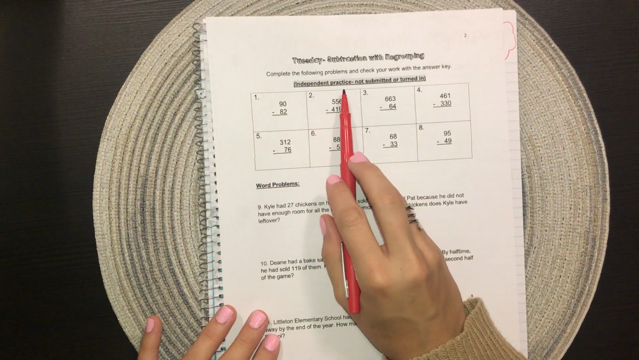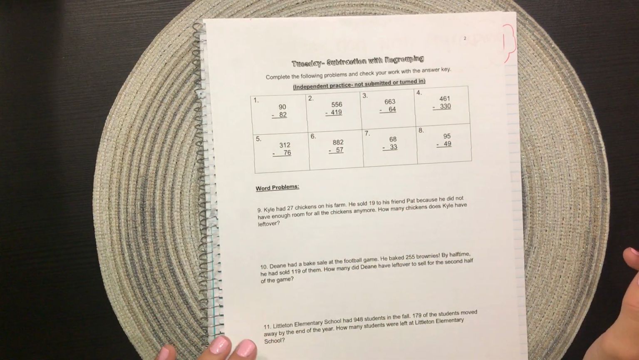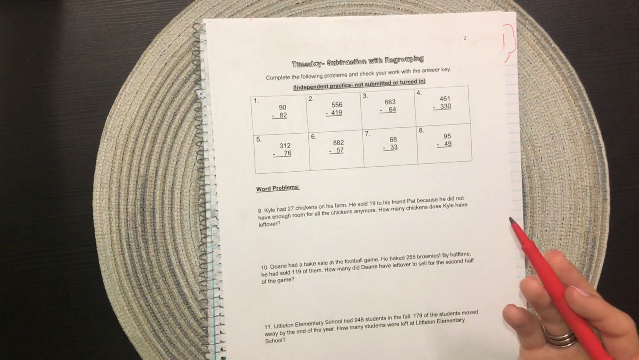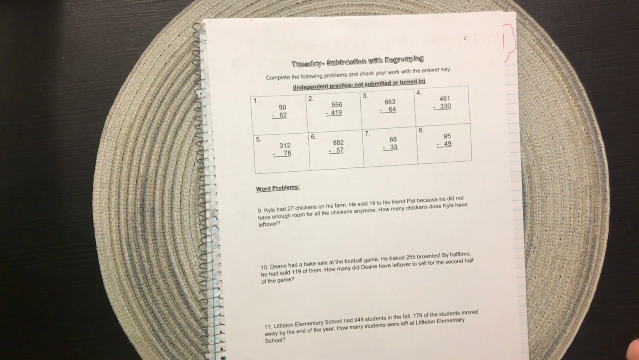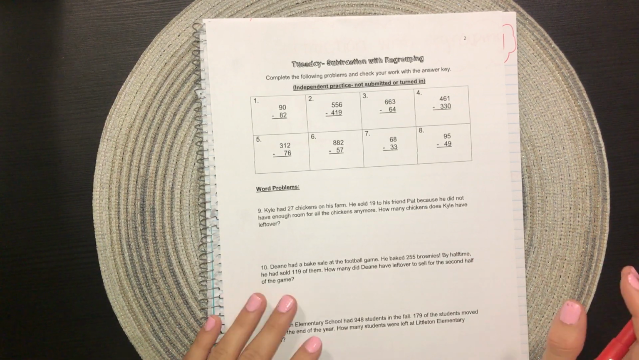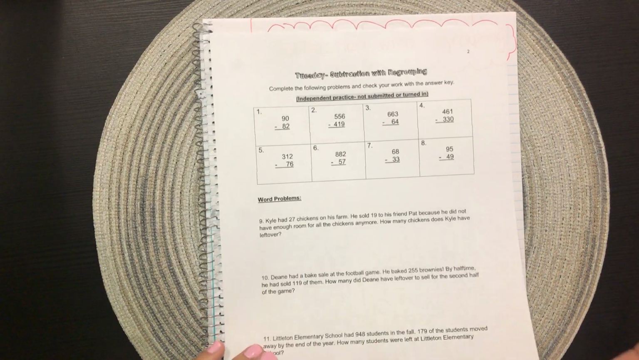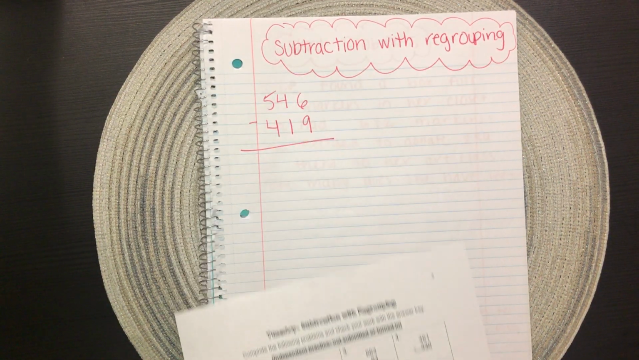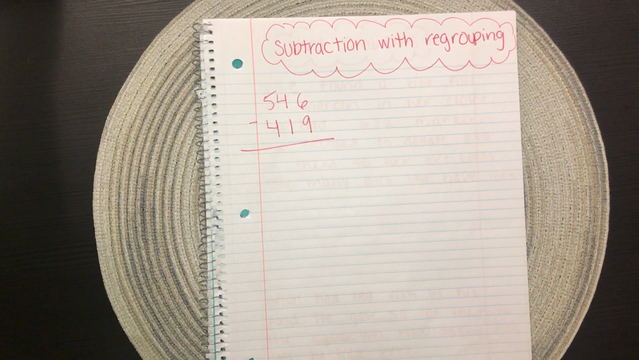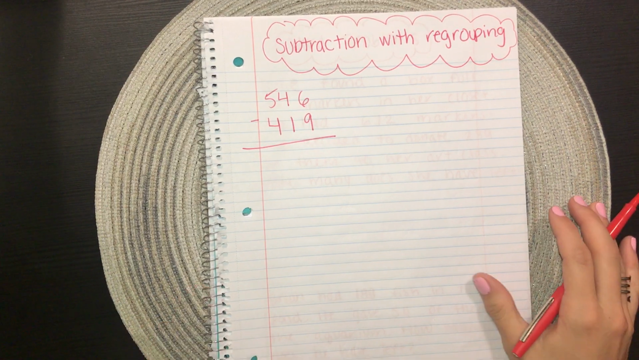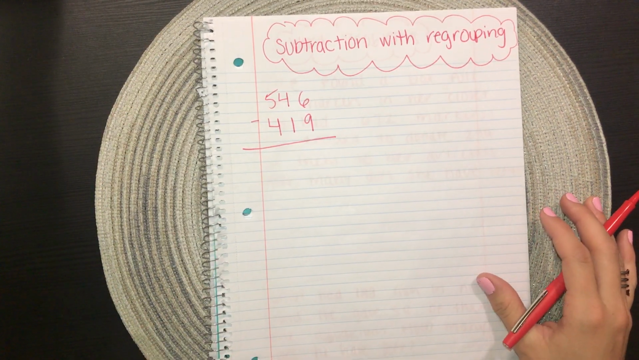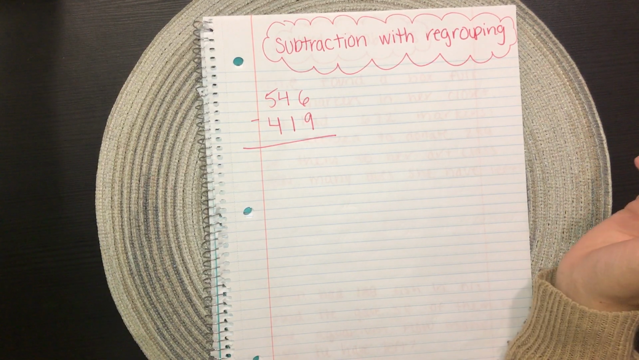We say at the top, independent practice, not submitted or turned in. So the goal is to have you check your work on your own and then reach out to your teacher for an individual Zoom time or something if you are struggling and need help, because this is all a review that we've already done before in class. And then on Friday you'll have your quiz just to see how you're doing and what you might need help in. So I'm gonna get right into it.